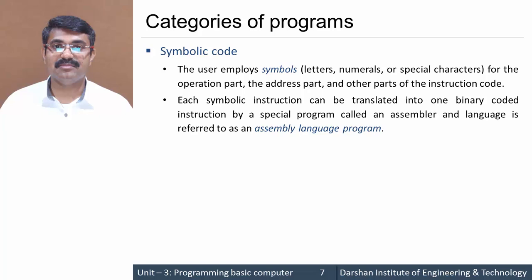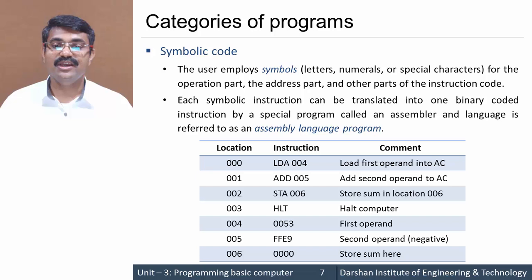So this is an example of an assembly language program, where you can see we have introduced the symbolic form LDA, add, STA, HLT, like that. At location 000, we have the instruction LDA with operand 004. Now we have studied the LDA instruction, meaning load the accumulator with the operand stored at address 004. Then add 005. Again, we know this instruction, add the content of the accumulator with the operand located at address 005. So this is the assembly language program.